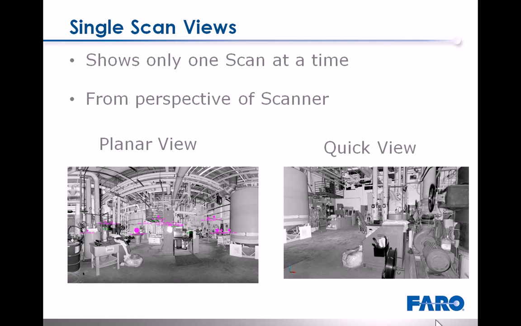Planar View and Quick View are both single scan views. You can only see one scan at a time. For this reason, these are the views you will use to identify registration objects before compiling them as a complete point cloud. Also, when you look at them, you will always be looking from the perspective of the scanner.